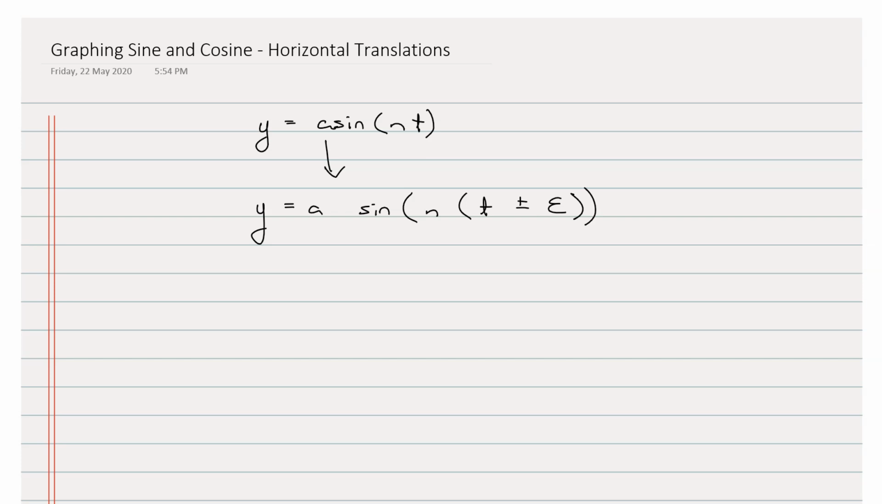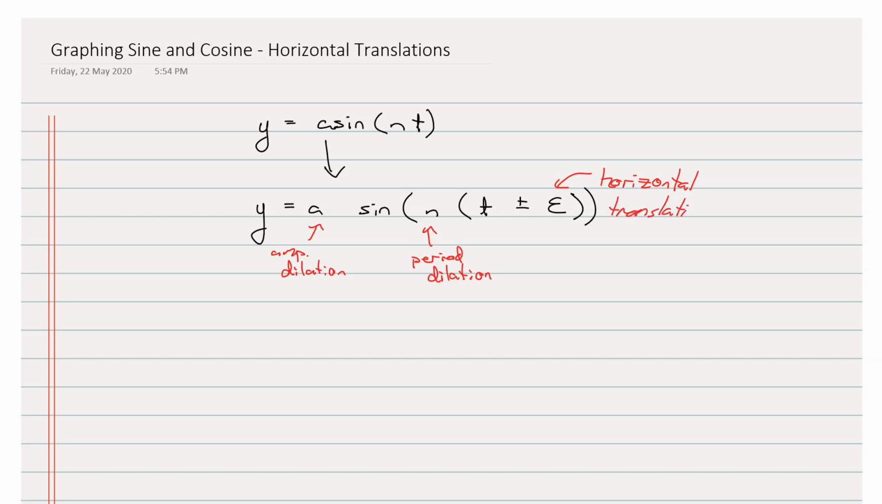And in this form, our a still represents our amplitude dilation, and our n represents our period dilation. And finally, our epsilon. This is the new variable we're dealing with. This will be the horizontal translation.